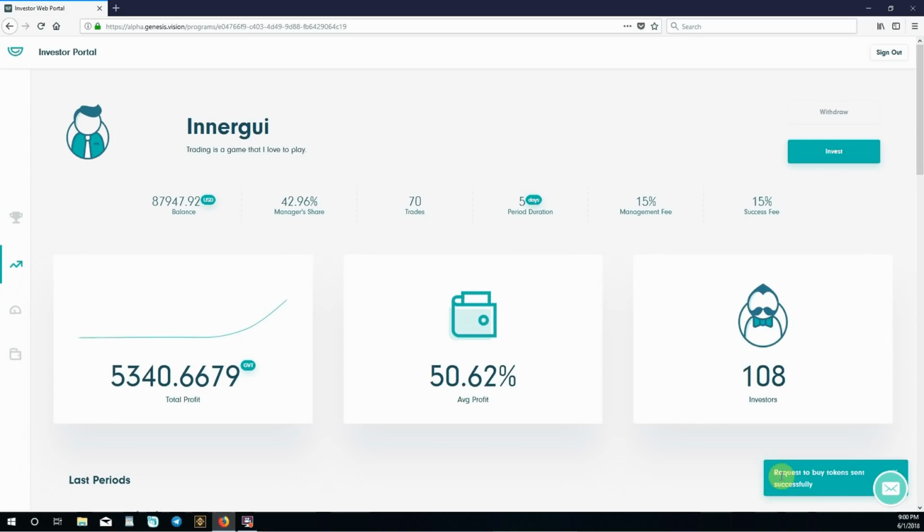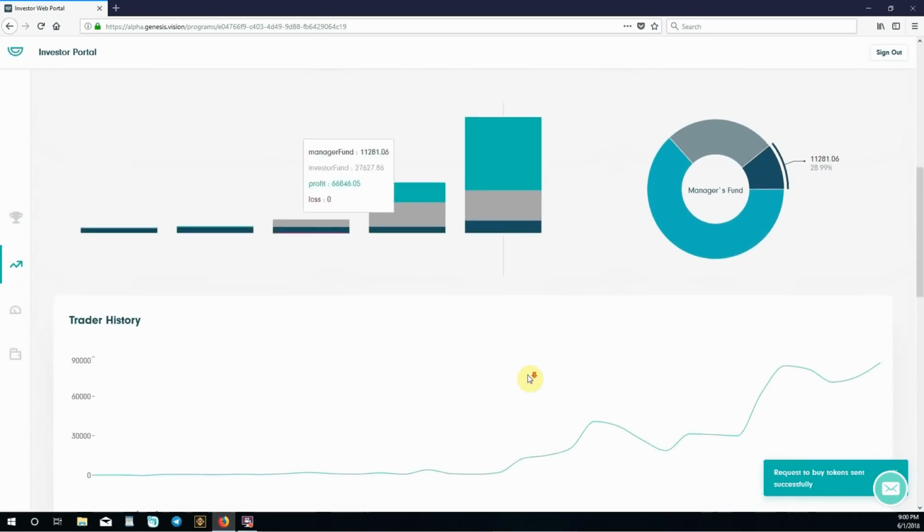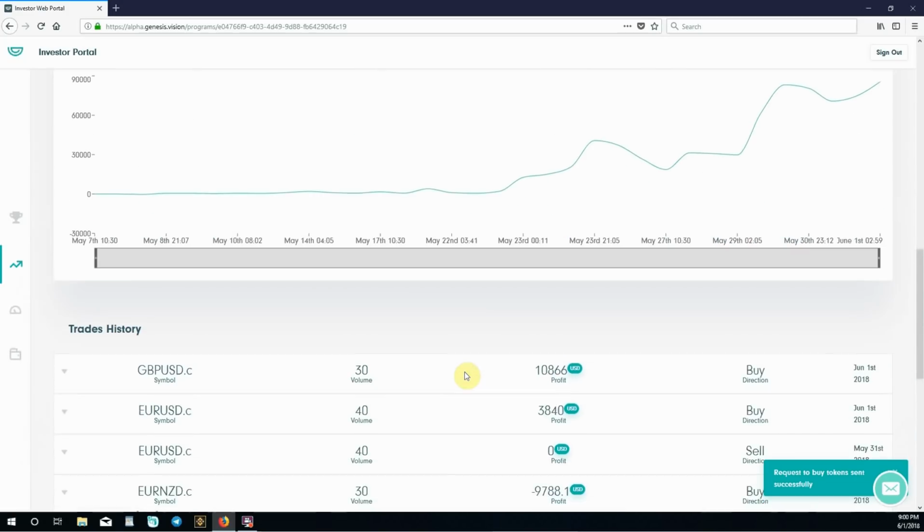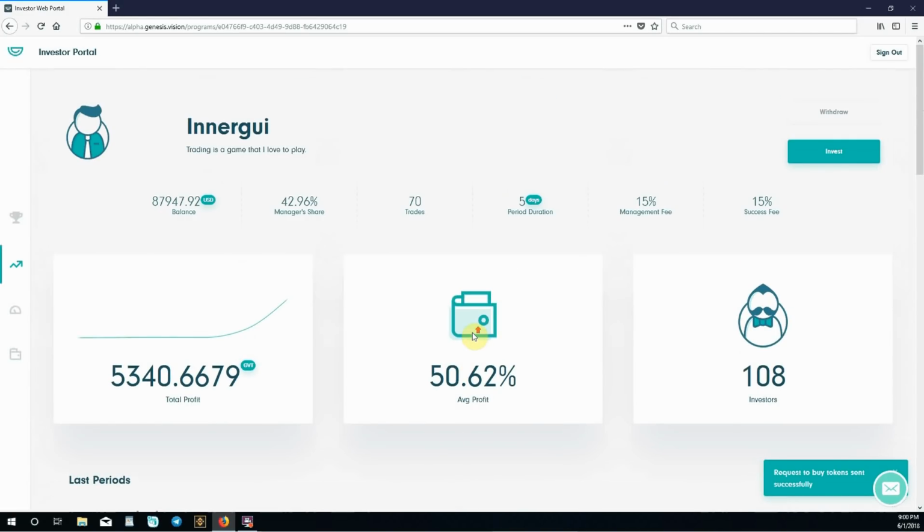So buy tokens. Your request to buy tokens sent successfully. Scroll down. This is where we can see my request, and we can see that we invested here, that it went through on June 1st, 2018. If for whatever reason we want to cancel, we can do that. Cancel here. The system will process it and put the money back in your wallet.